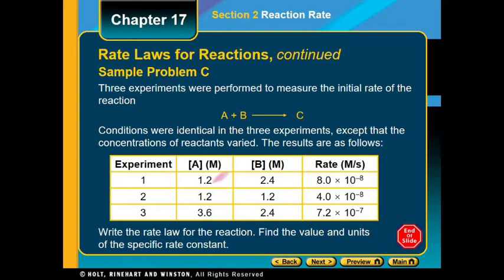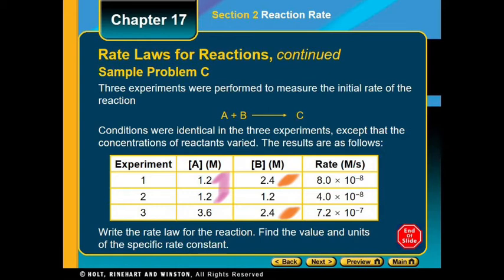Notice in the first two experiments, A, the concentration doesn't change. So that would be really good to use experiments 1 and 2 for B's purpose. And then for A itself, I notice B stays the same for experiments 1 and 3. So that would be good to use that information for reactant A to figure out what's going on with rate and to find our exponent there for A.